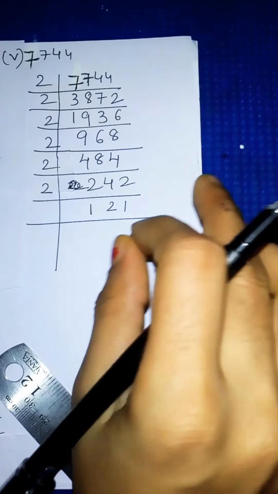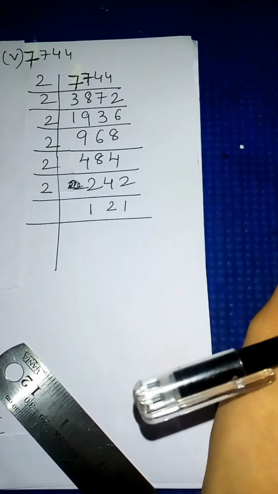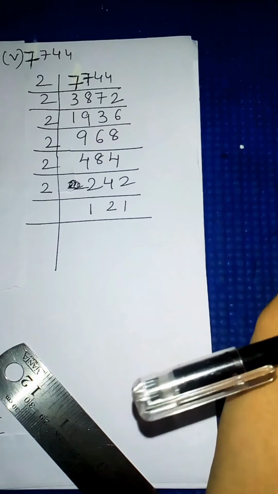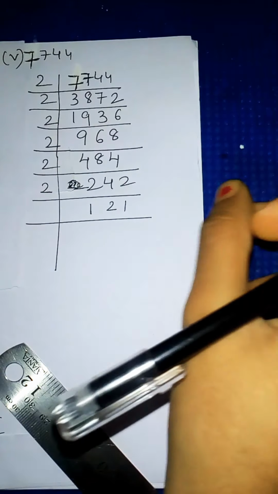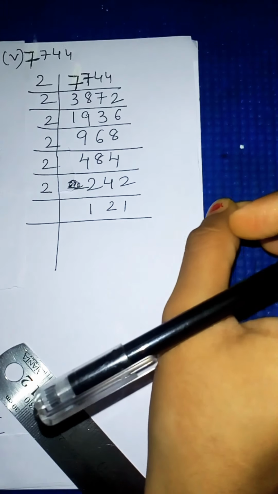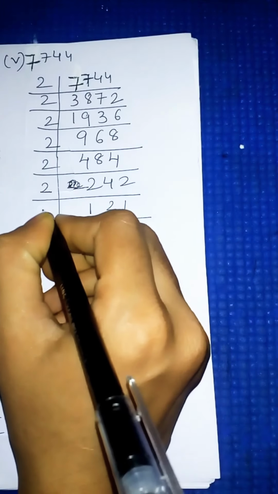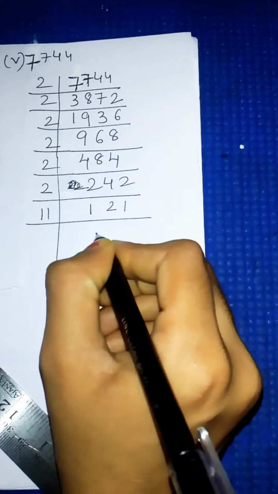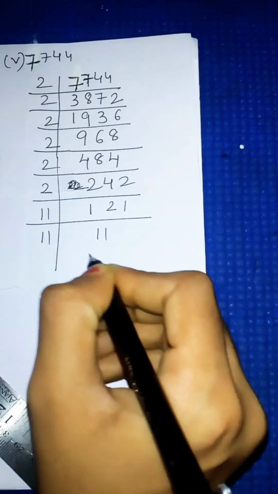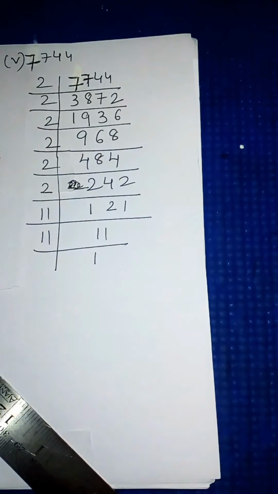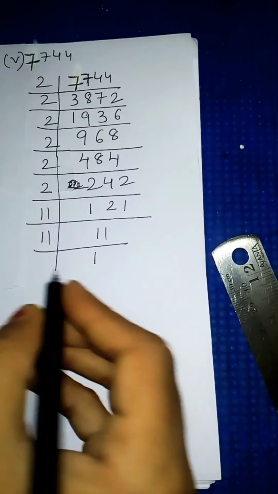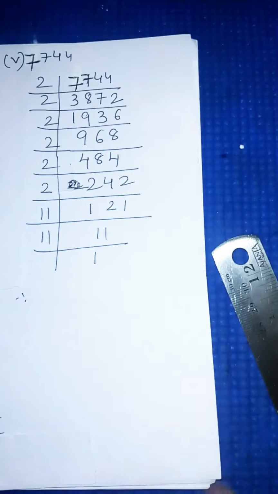Now 121 will not come in any table. But you know that 11 11s is 121. 11 square is 121. So we have to take directly 11. 11 11s are 121 and 11 1s are 11. So these are the factors. Now we will write all these factors and we will find out the square root.